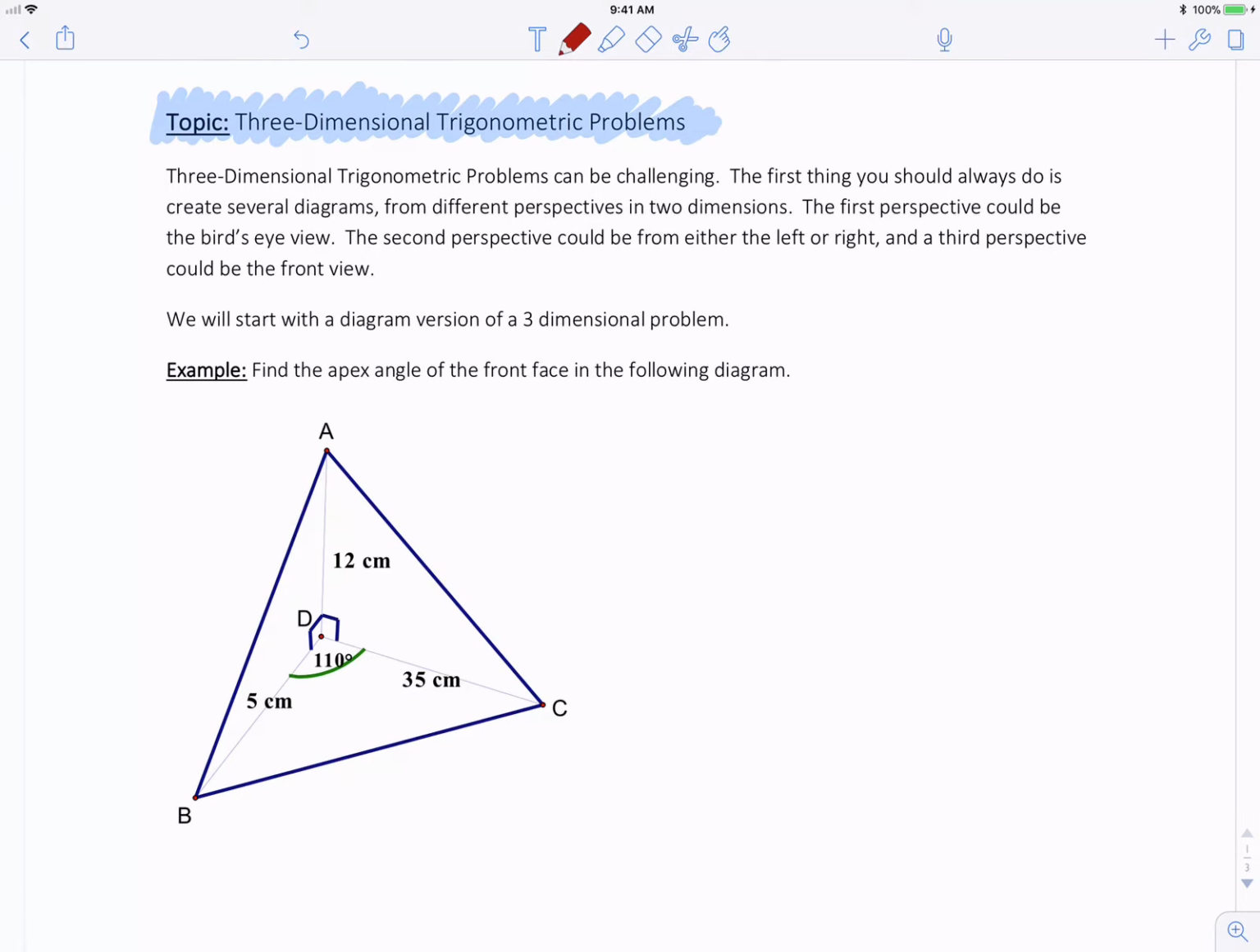The first thing I always want to do, and I'll highlight it here in orange, is I always want to make sure I make multiple diagrams. Okay, so several different ones, as many as possible. Generally, it's 3.